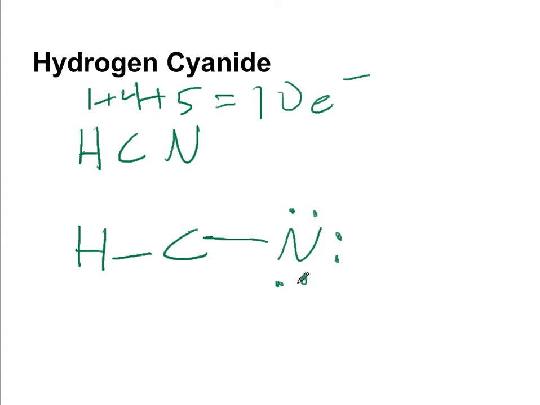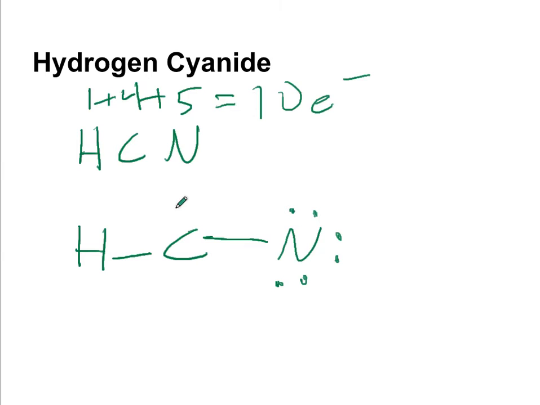So it's 2, 4, 6, 8 electrons around nitrogen. Now, we've drawn 2, 4, 6, 8, 10. We've drawn all of the electrons that we can. However, there's not 8 electrons around carbon. So what we need to do is move some electrons and create a multiple bond.